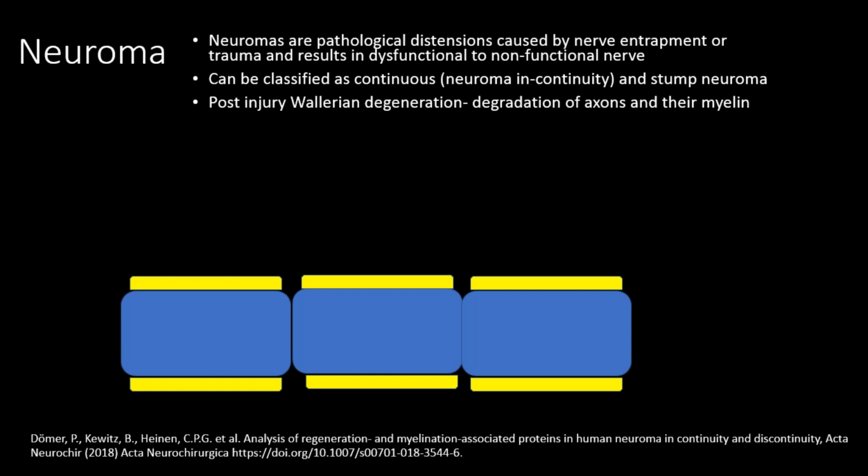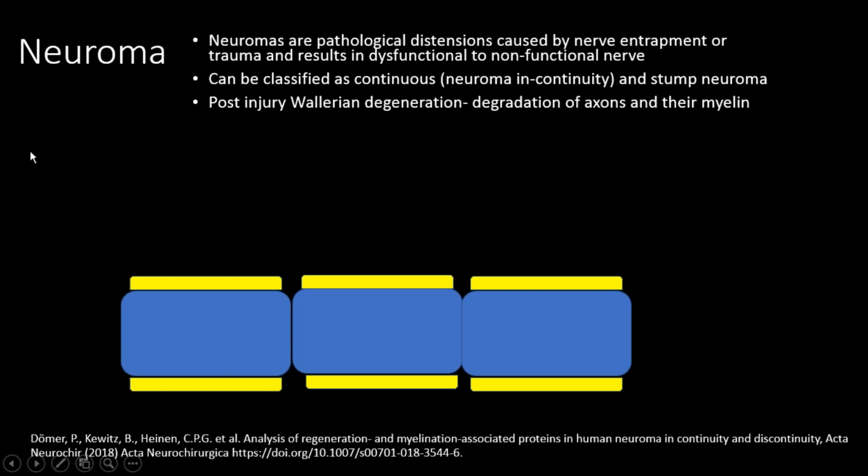sensory dysfunction. And these neuromas are broadly classified into 2. One is continuous neuroma, and the second one is stump neuroma. So continuous neuroma is also called neuroma in continuity, where part of the nerve is severed and there's a neuroma that forms, but there are still some fibers connected, and that is called neuroma in continuity. Stump neuroma is complete severance, and the ends of the nerve form bulbous neuromas on either end. So continuous and stump neuromas.